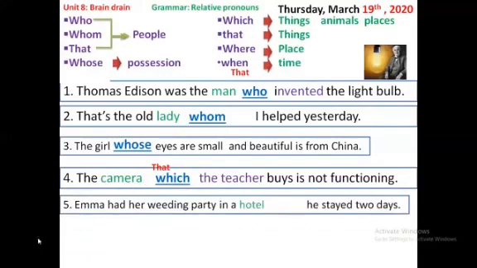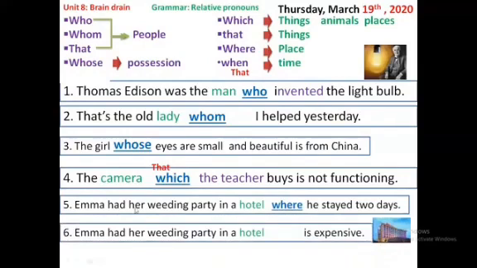5. Emma had her wedding party in a hotel. She stayed 2 days. So hotel, she stayed 2 days. What is it? Very good. It's a place. So we say where she stayed 2 days. Nice. The other example. Emma had her wedding party in a hotel is expensive. Then in this case, what do you think? Which relative pronoun do we have to use? Which. Very good. Oh, what is this?